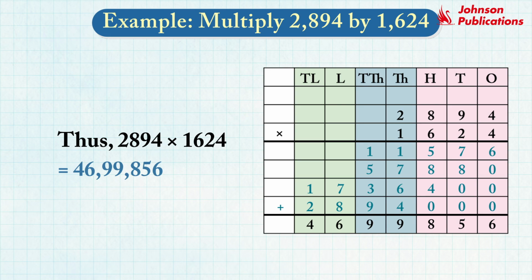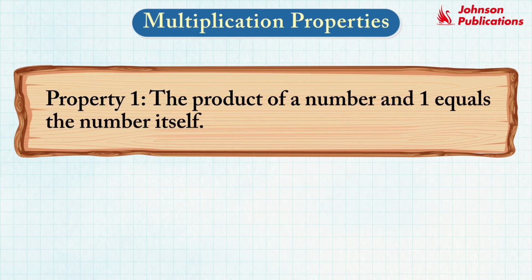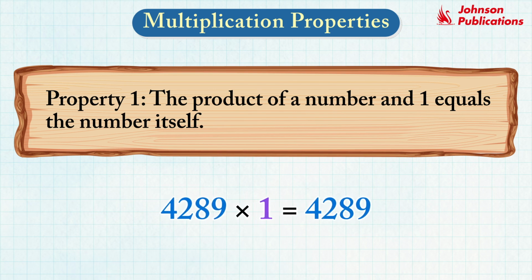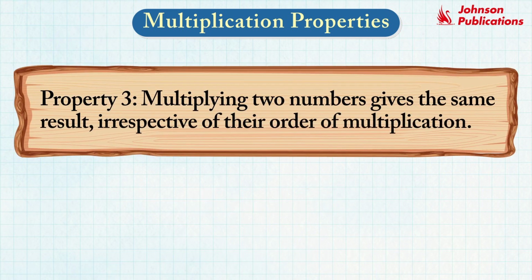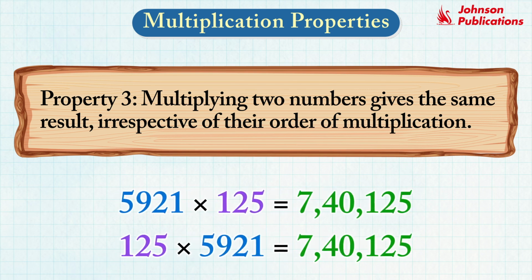Multiplication properties. Property 1. The product of a number and 1 equals the number itself. Look at this example. Property 2. When you multiply any number by 0, the answer is always 0. Property 3. Multiplying two numbers gives the same result, irrespective of their order of multiplication. For example, look at this calculation.